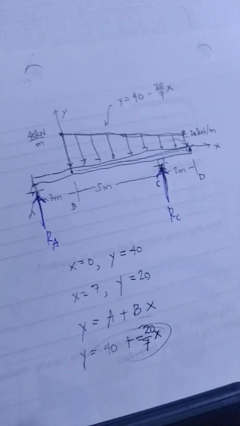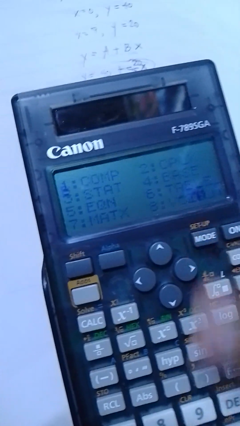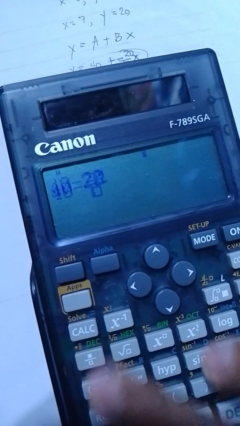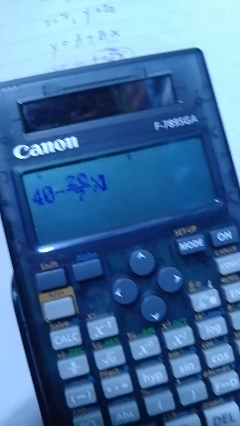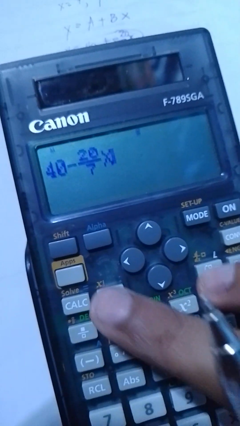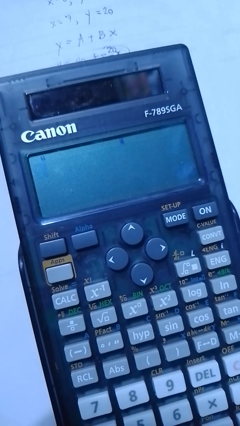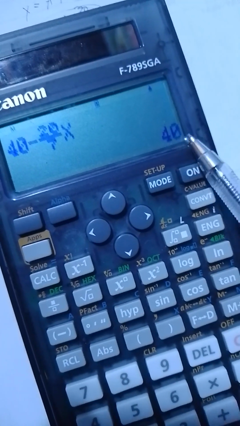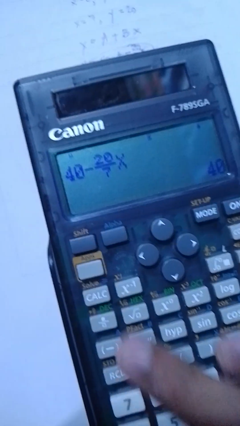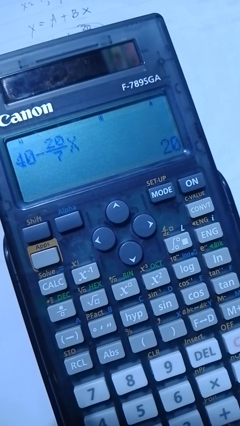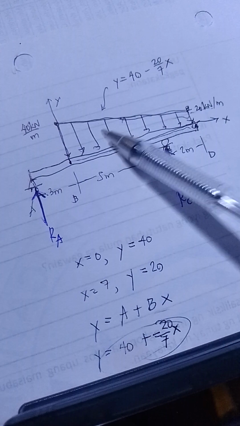We can check that by inputting in our calculator 40 minus 20 over 7x. At x is equal to 0, the loading must be 40, so it gives us the correct value. Then at x equals 7, our value must be 20, so again it's correct. So indeed, this is our function.